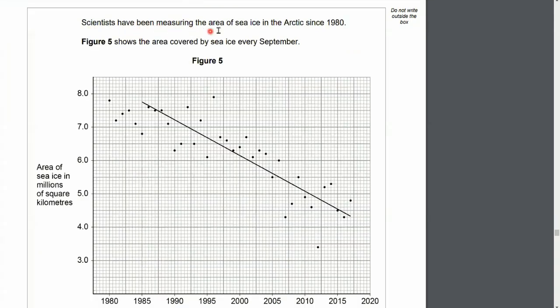Scientists have been measuring the area of sea ice in the Arctic since 1980. Figure 5 shows the area covered by sea ice every September. On the left here, on the y-axis, we have the area of sea ice in millions of square meters. And at the bottom here, we have the dates from 1980 all the way up to 2020 on our x-axis. Let's look at the question.